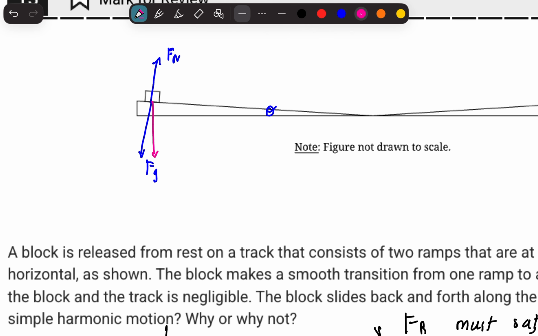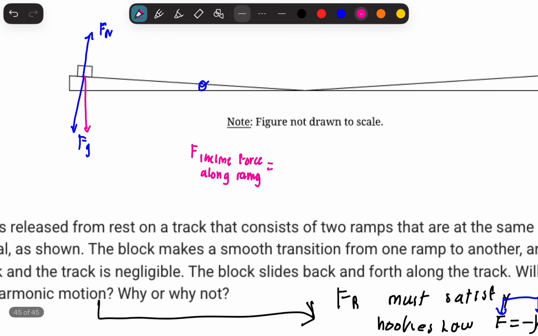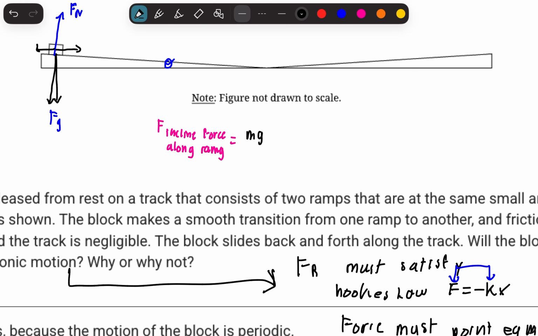Now, what you see is that the incline force on the ramp is going to be F incline force along the ramp. You're going to have to break that up like this. So you have a force like that, and you have a force like this. Actually, let's make this a little bit straighter. And this is going to equal mg sine of theta.